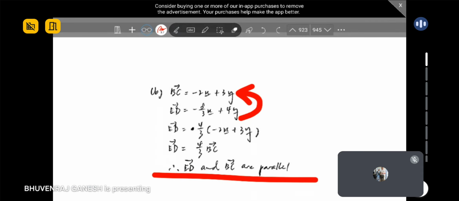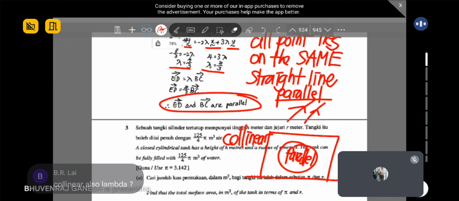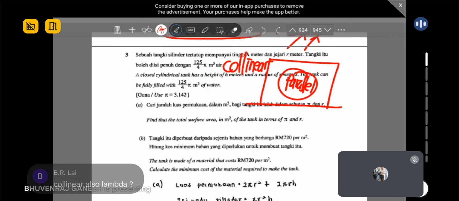Okay, guys, are you clear for question number 2? One or two? Collinear also lambda. Yes, collinear is definitely lambda.